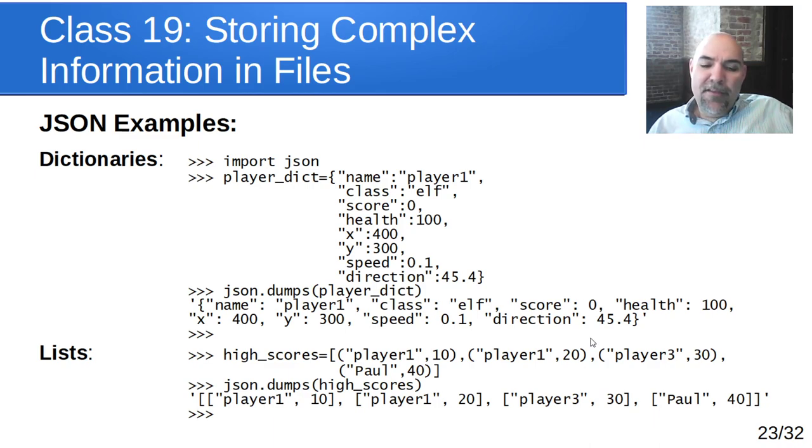And then for lists, here's a list of tuples, like we saw before. This is the high scores: player 1, 10; player 1, 20; player 3, 30; Paul, 40. json.dumps high_scores, we get it stored like this. Notice this is a little bit different than Python because JSON does not have support for tuples, but it converts them to lists. So we get a list of lists that looks exactly like the thing that we stored, including maintaining the order.